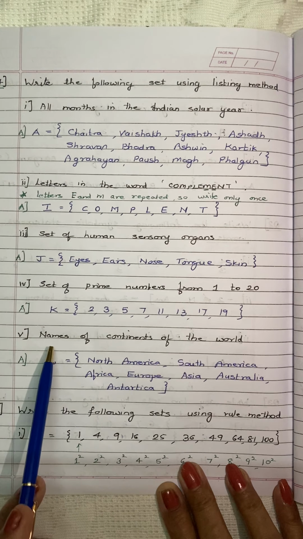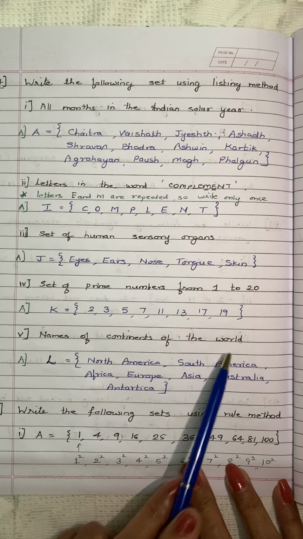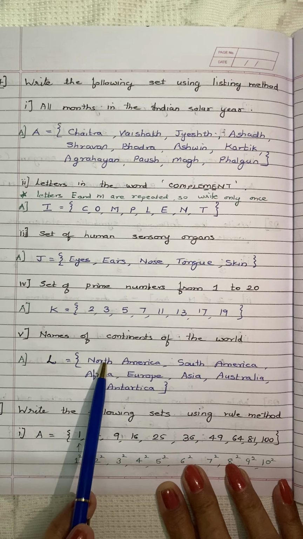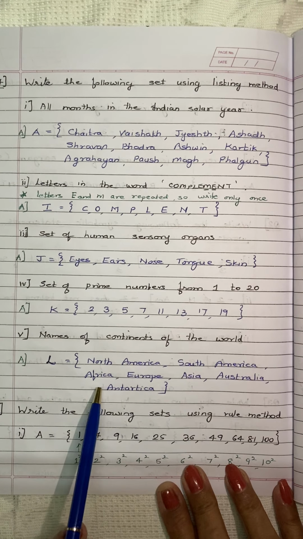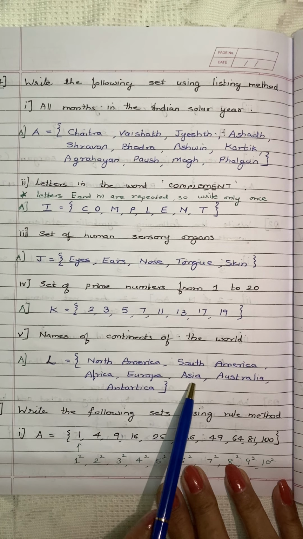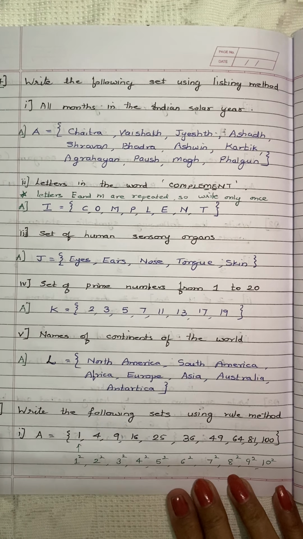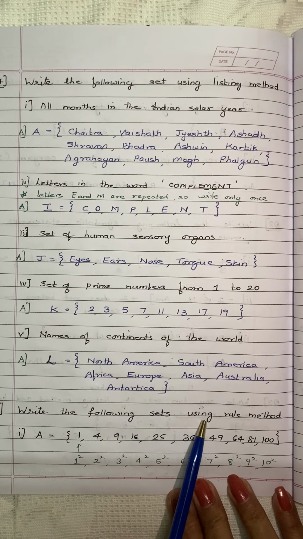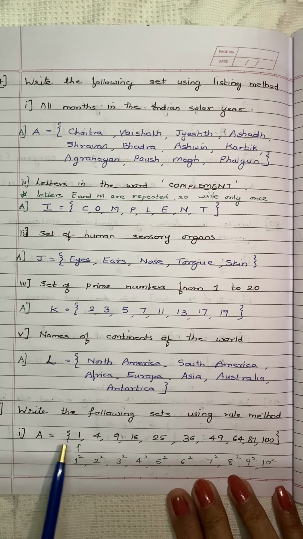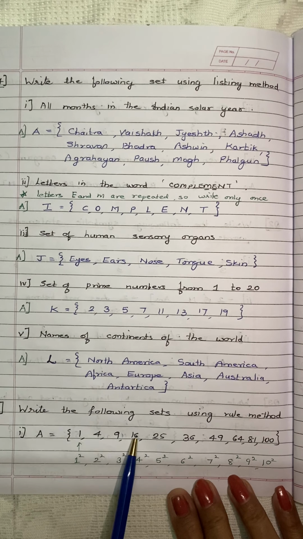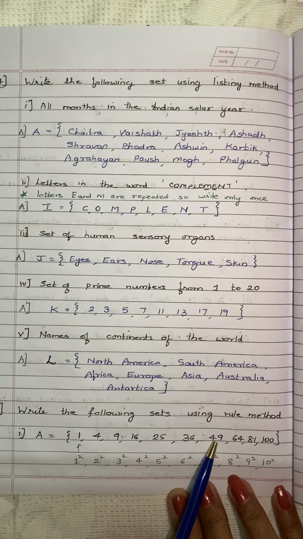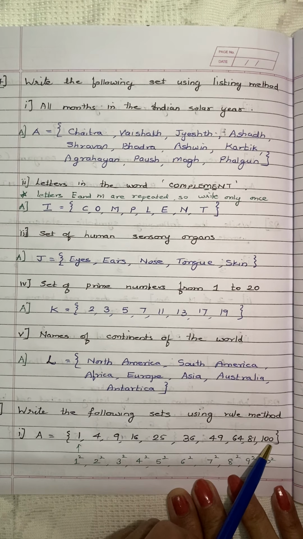Name of the continents of the world, that is L is equal to North America, South America, Africa, Europe, Asia, Australia and Antarctica. Question 5. Write the following sets using rule method. Now A is equal to 1, 4, 9, 16, 25, 36, 49, 64, 81 and 100.